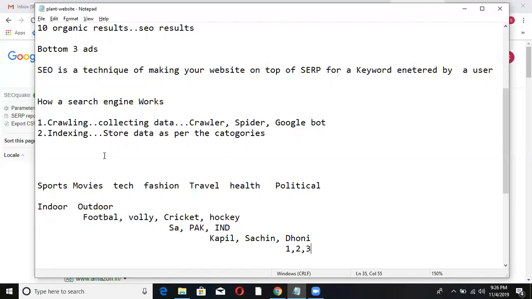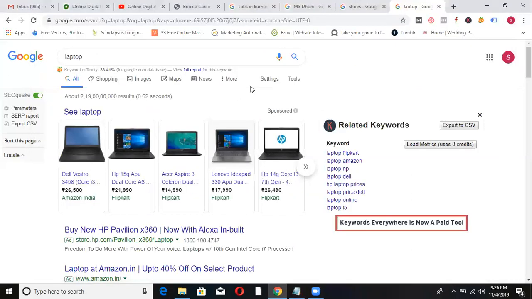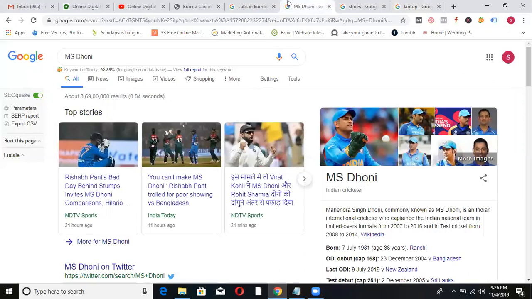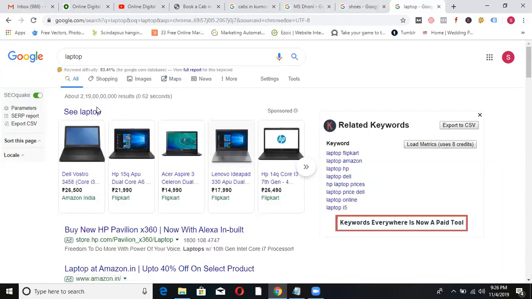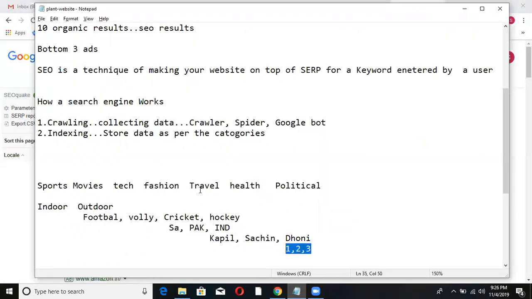If someone is searching about Dhoni, you go to sports, outdoor, cricket, India, Dhoni. Now they collect the information and store it for the user. You see, there is a time shown when you're typing: 0.62 seconds, 0.84 seconds. See here, 3 crore results in 0.84 seconds. Here, 219 crores, more results, but less time. So it's not about how many results you have, it's all about how many layers you have, like sports, outdoor, cricket, India, Sachin, like this. Okay, this is my interpretation. Maybe their algorithm will be different, but it will be almost the same.